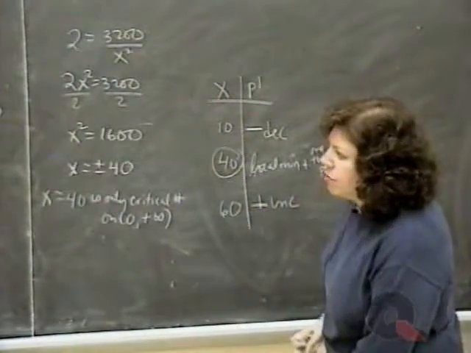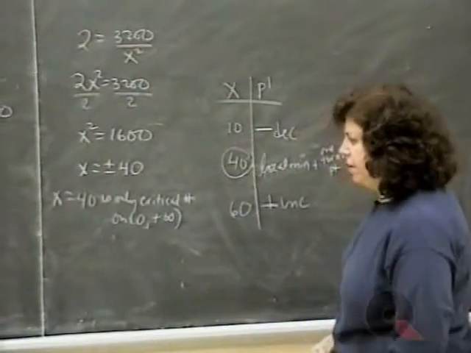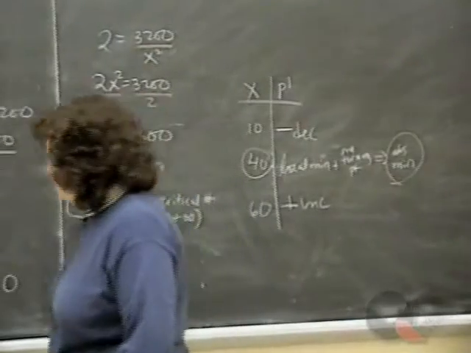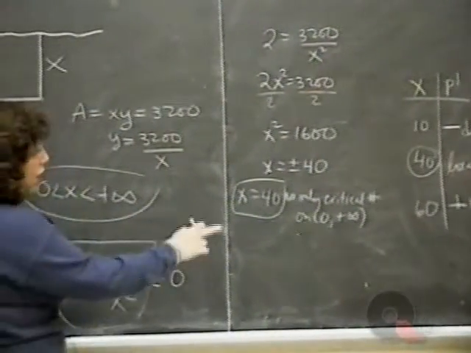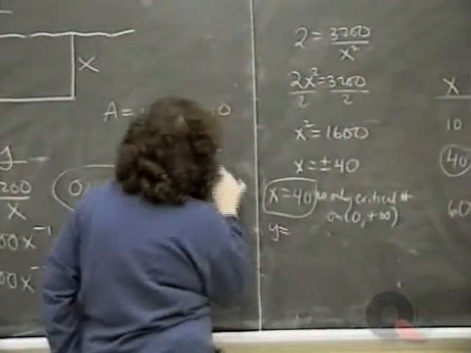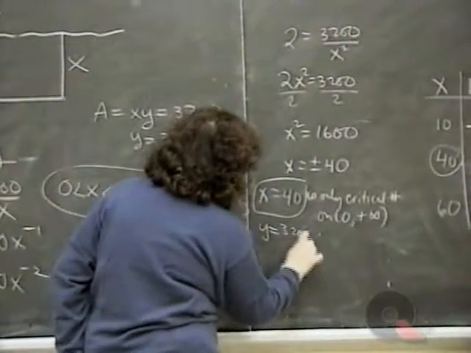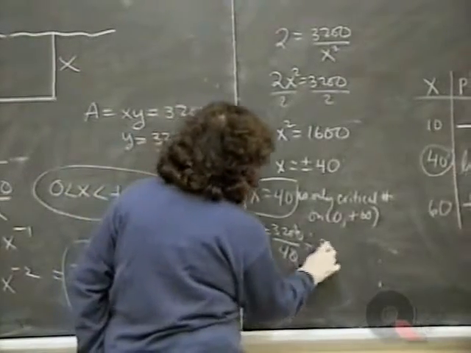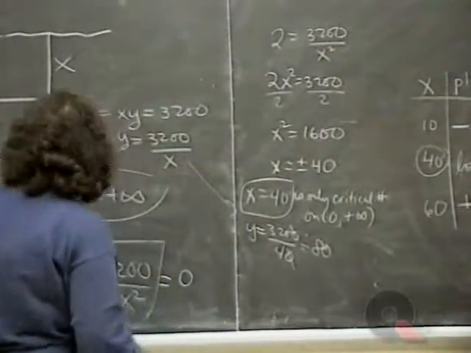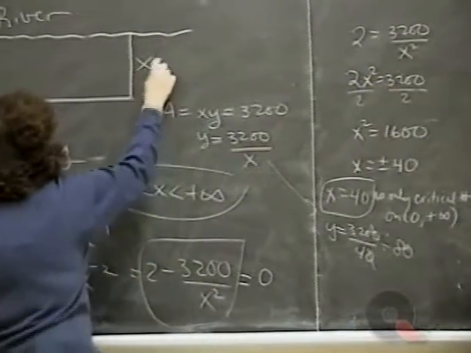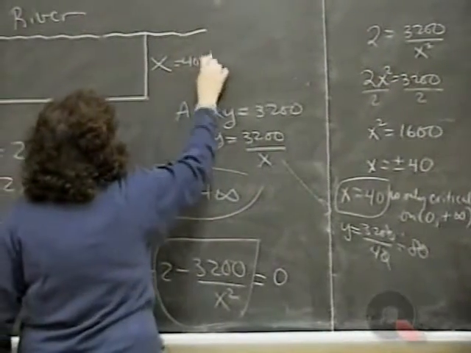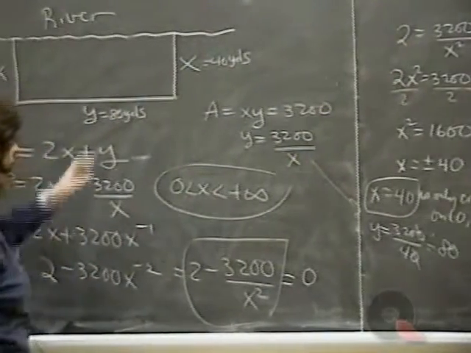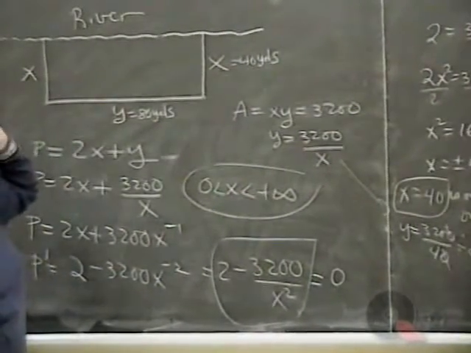Now, what's the answer to the problem? What dimensions should the field have? We know that x equals 40 is the correct answer. Let's figure out what y is. x is 40, y is 3,200 over x, so 3,200 over 40, or 80. So the answer should be, x should be 40 yards and y should be 80 yards. This will give us an area of 3,200 square yards.